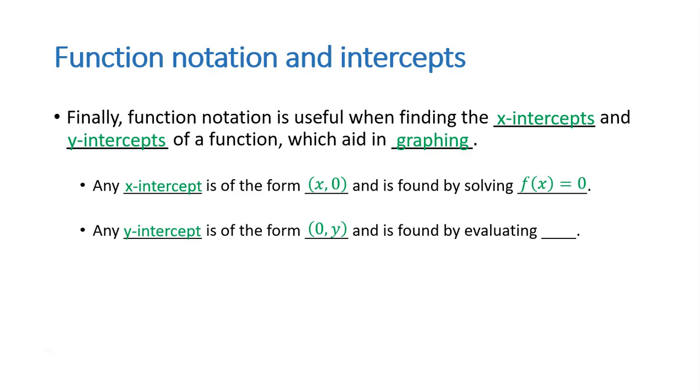So any y-intercept is going to be of the form 0, y. So y can vary, but the x-coordinate has to be 0. So to find a y-intercept, we assume that x is 0 and then solve for the matching output. Well, assuming x is 0 in terms of function notation is the same thing as evaluating f of 0. So by solving f of x is equal to 0, we're solving for x-intercepts by assuming that y, or the output, or f of x, they all mean the same thing, is 0. And then for our y-intercept, we're assuming x is 0, we're evaluating f of 0.